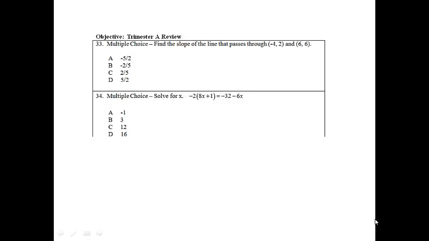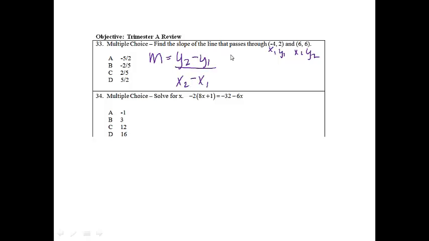Trimester A review, number 33, multiple choice. Find the slope of the line that passes through (-4, 2) and (6, 6). I'm going to label x1, y1, x2, y2. I know my slope formula is y2 minus y1 over x2 minus x1.